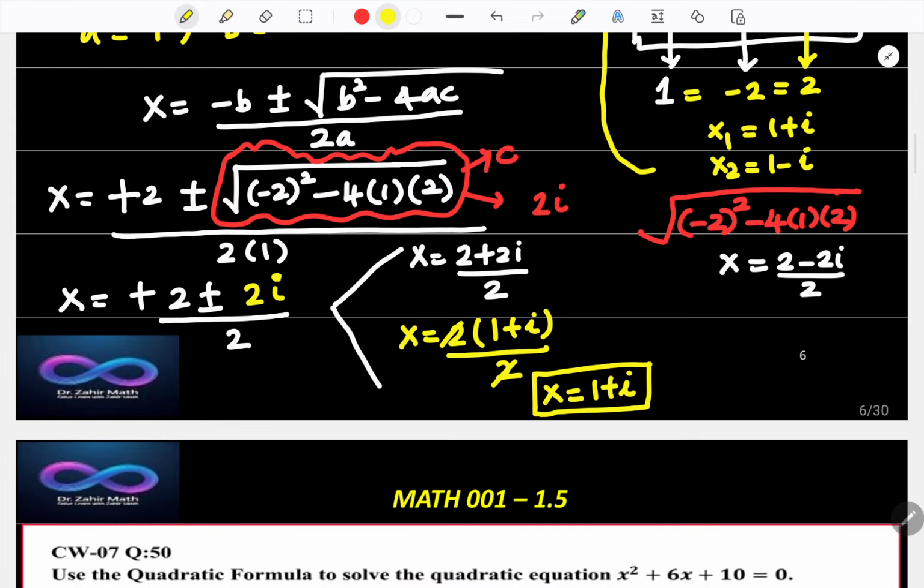Right. Now x equals, I'm taking the common factor 2, 1 minus i divided by 2. 2 gets cancelled. So x equals, what is remaining? 1 minus i. So what is your answer?